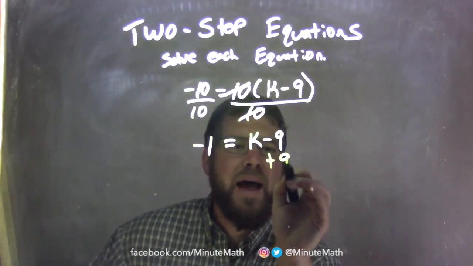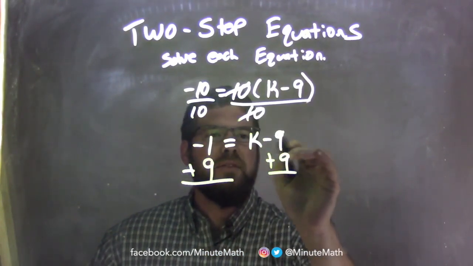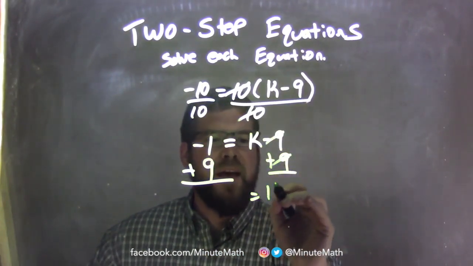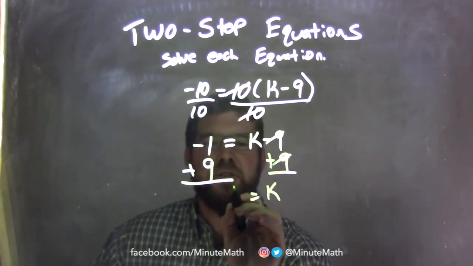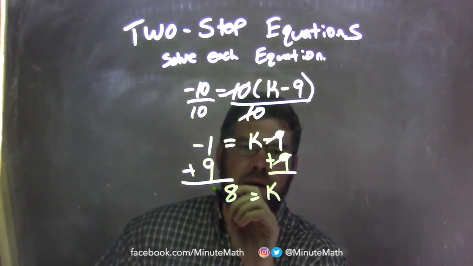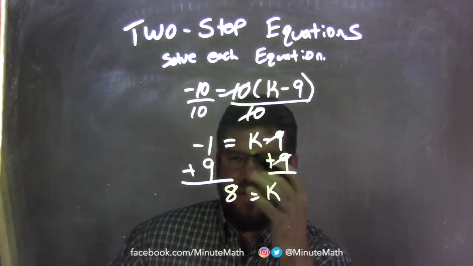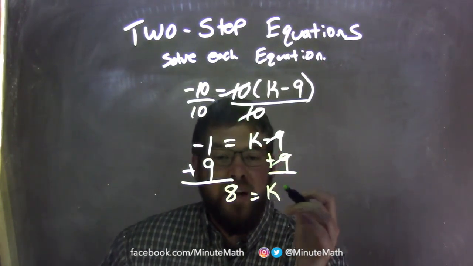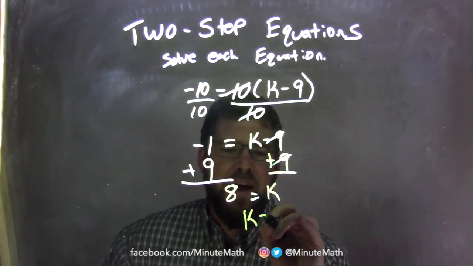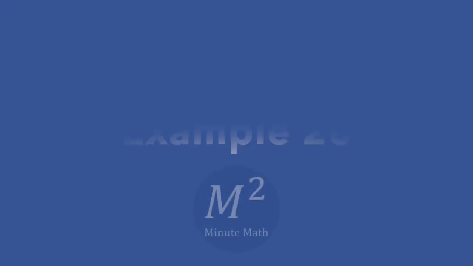I then have to add 9 to both sides. This is opposite of that subtraction, leaving me a k on the right. On the left, negative 1 plus 9 is positive 8. It's similar to 9 minus 1, which is 8. You can think of it like that if you need to. Well, 8 equals k. So we rearrange this to make it look nicer. K equals a positive 8. And there we go. We have our final answer.